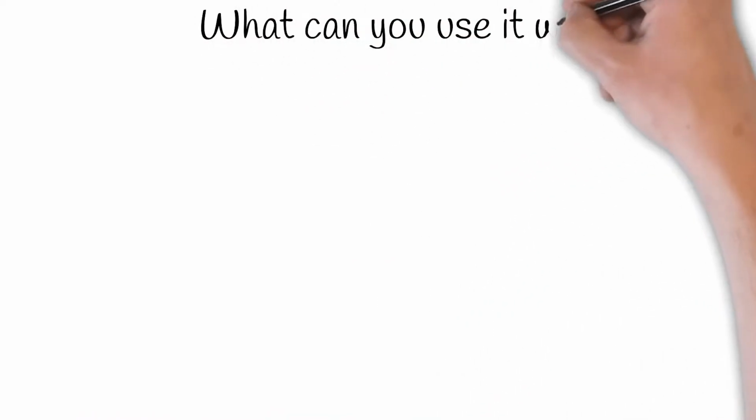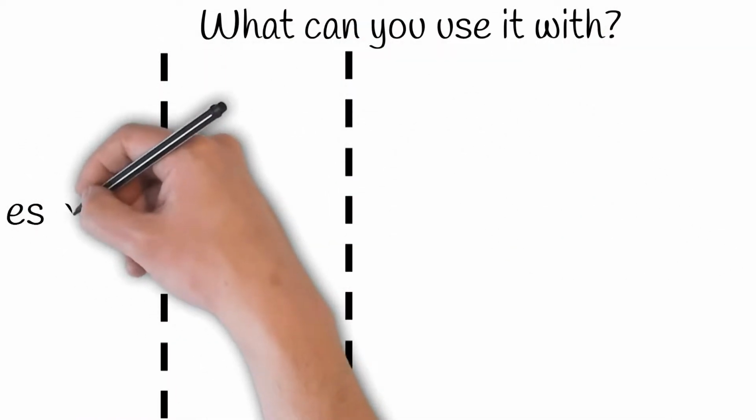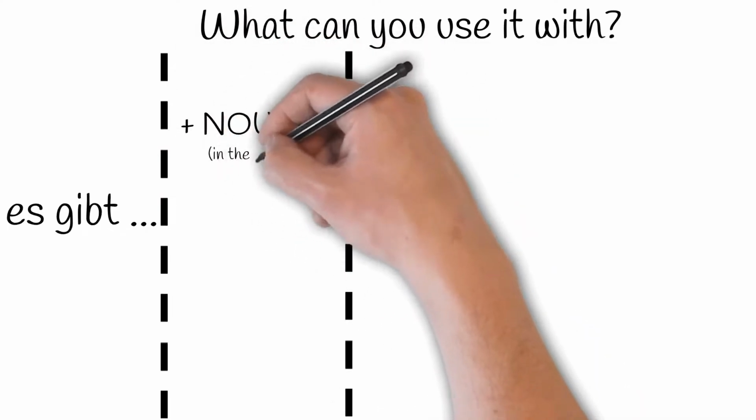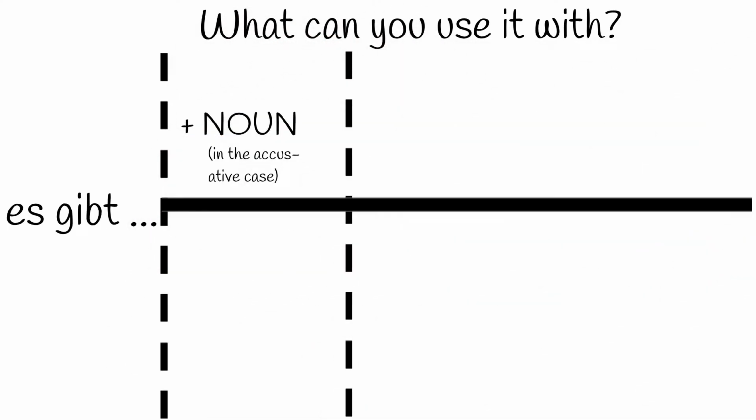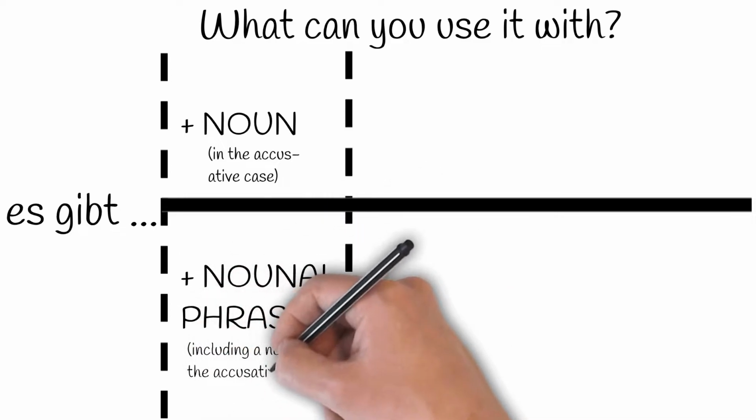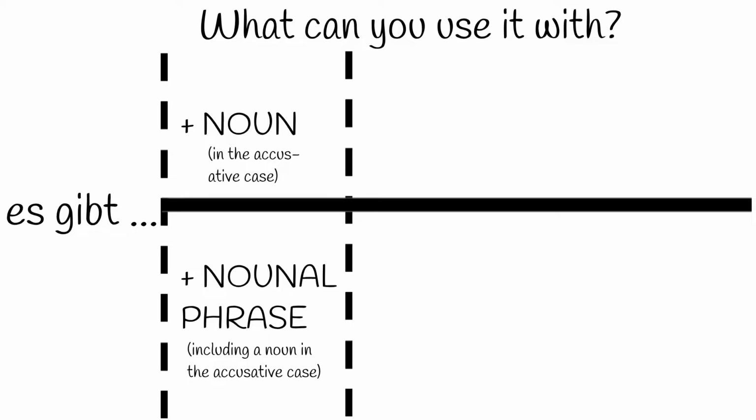What can you use this phrase with? You can use es gibt with either a noun in the accusative case or with a nounal phrase, including a noun in the accusative case, which is just a phrase that acts as a noun.